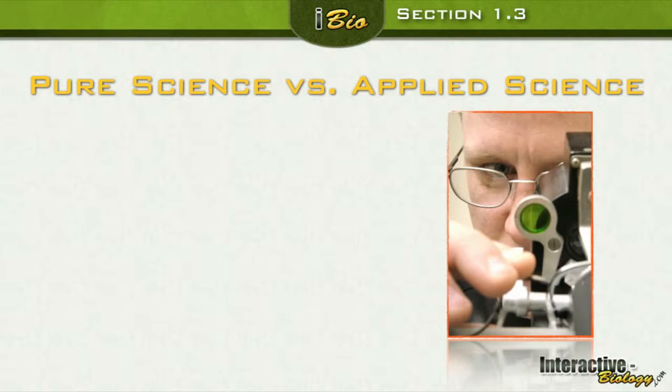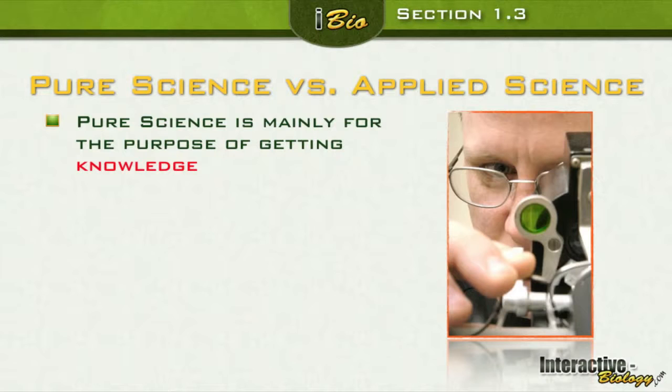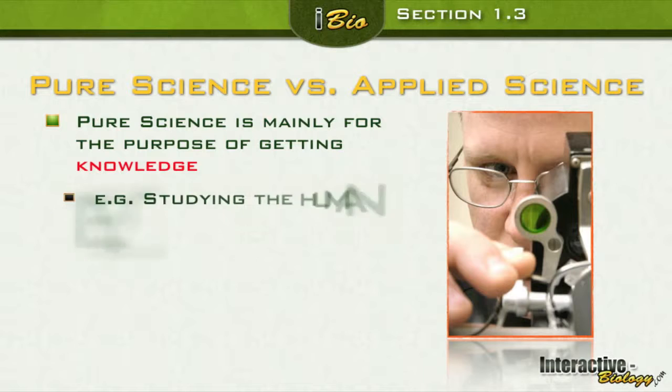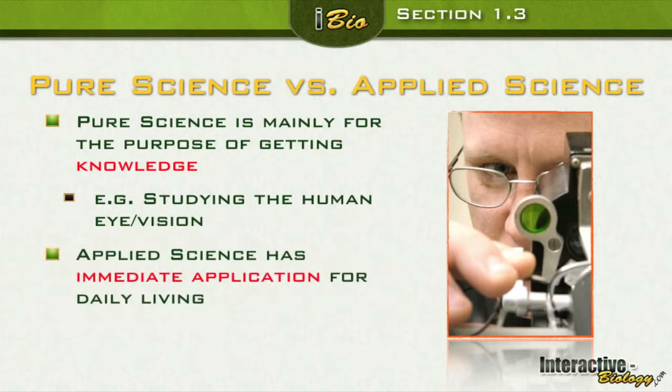Now let's talk about the difference between pure science and applied science. Pure science is mainly for the purpose of getting knowledge. So you're doing this mainly for the purpose of understanding something or getting knowledge about a system. For example, if you're studying the human eye, or you're studying how the rods and the cones inside the eye process the light that's coming in, that is pure science. It's just for the sake of getting knowledge.